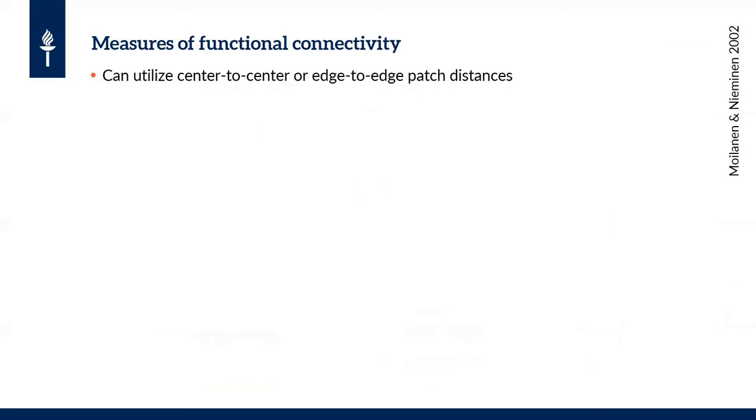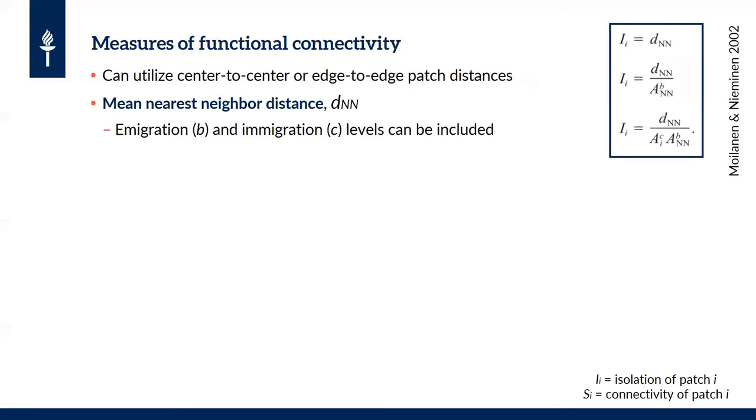There is a huge number of mathematical formulas that aim to grasp the essence of functional connectivity or its inverse, which is functional isolation. The measures I will list here have been used by various researchers in relation to their specific research questions and needed level of detail in defining functional connectivity, and they can be calculated either using distances between patch centers or patch edges. The basic metric, a very simple one, is mean nearest neighbor measure, calculated as an average distance to the nearest population, that is, patch of the same kind, over all patches in the landscape.